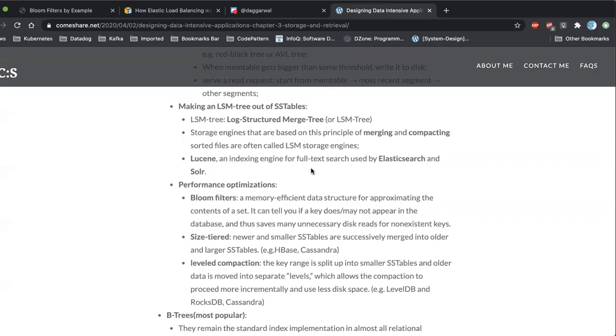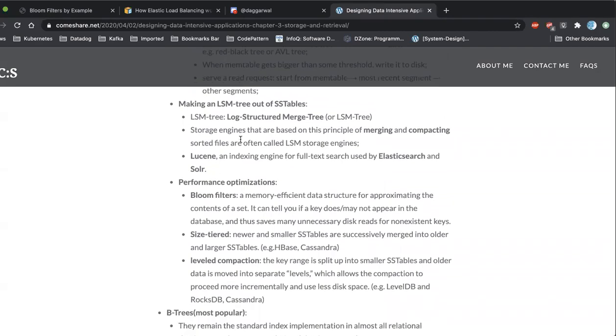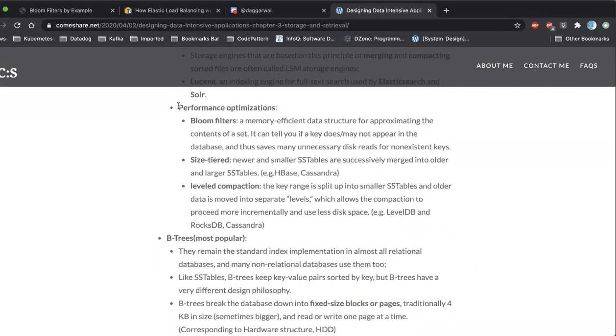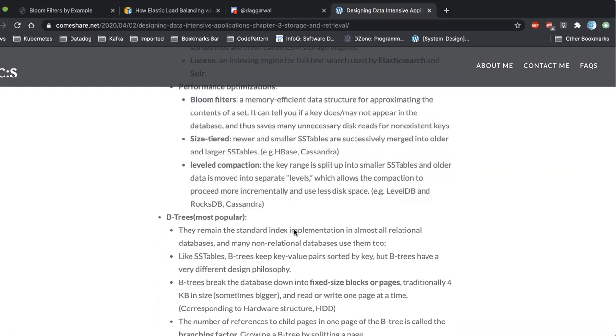I believe in the third chapter we covered LSM and SS tables in depth over the last couple of weeks. We talked about Bloom filters a little bit, but we can get started with the performance optimizations and move to B-trees, unless anybody has any other questions left from last week's discussions. I don't think so, right?